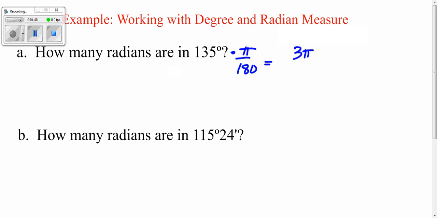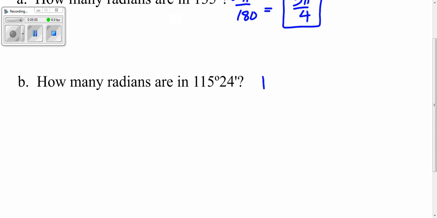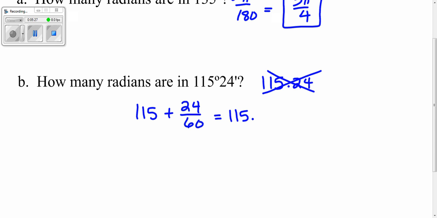The next one: how many radians are in 115 degrees and 24 minutes? 115 degrees and 24 minutes is not 115.24, just so you know that. There are 24 minutes out of a possible 60 minutes in a degree. So 115 plus 24 sixtieths ends up being 115.4 degrees.